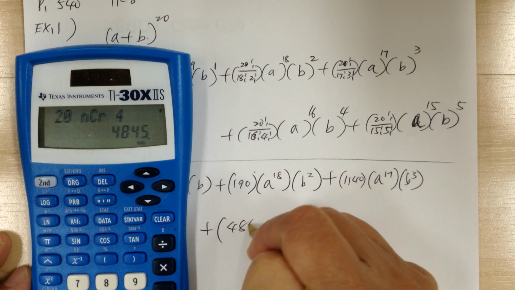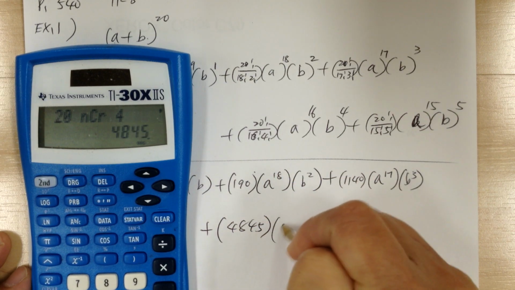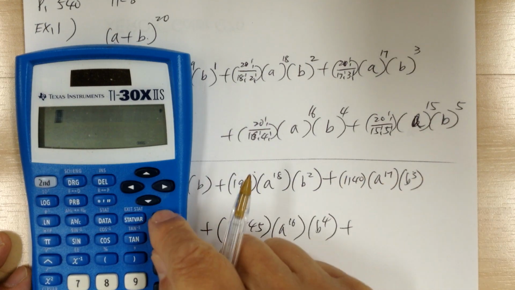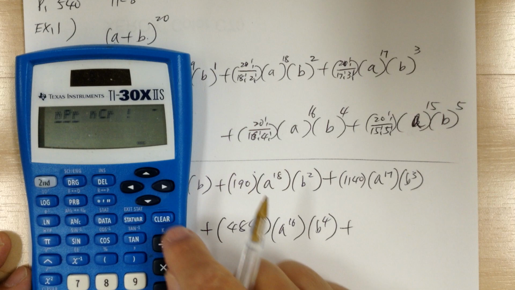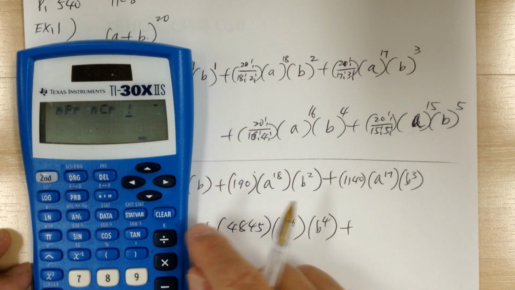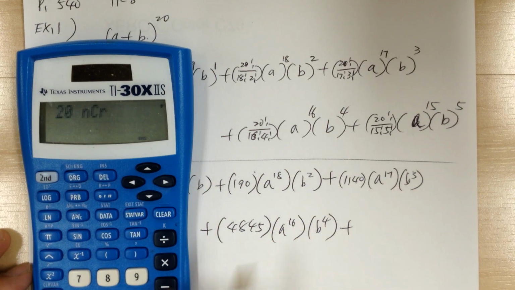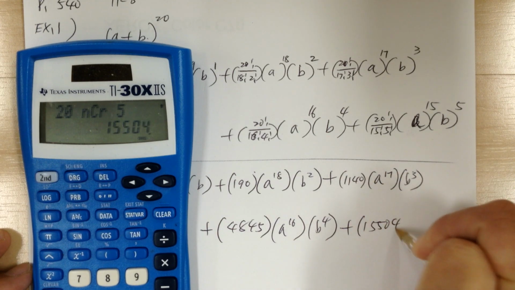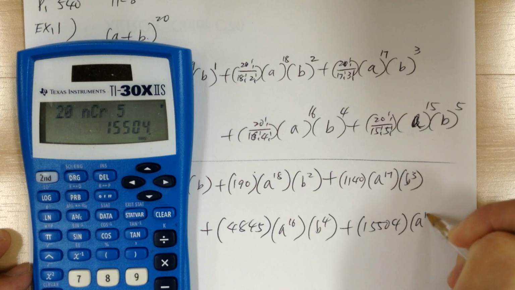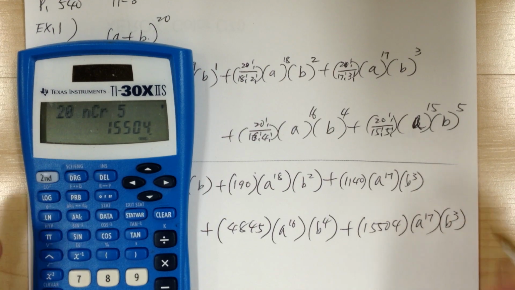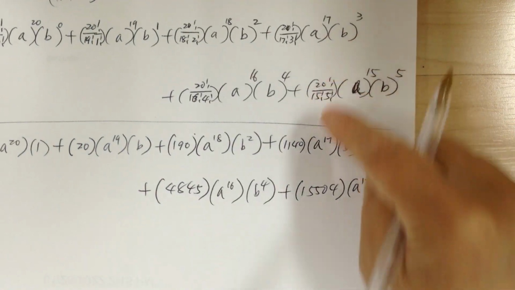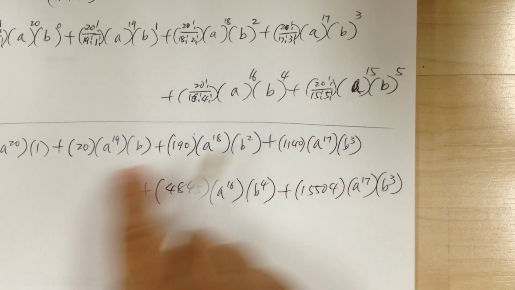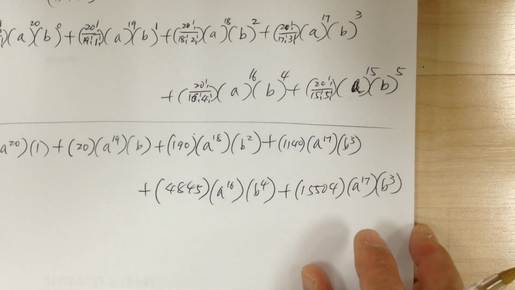Okay, so you got 4845 and a to the 16, b to the 4, and then so you get 15504, a to the 17, b to the 3. Okay, so that's what you need. You vary each one, and after you simplify. Okay, so this is the binomial theorem.